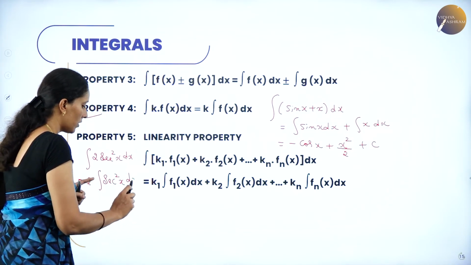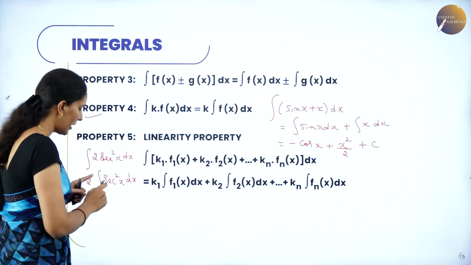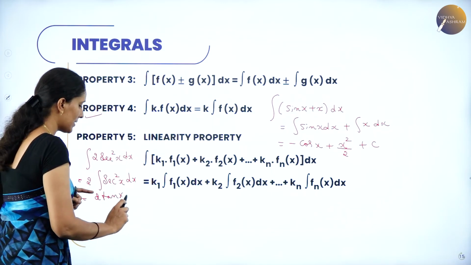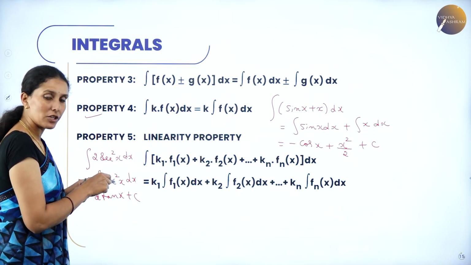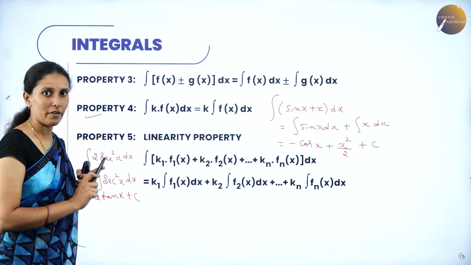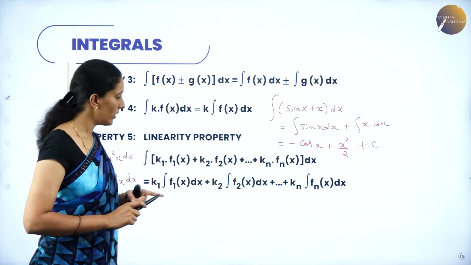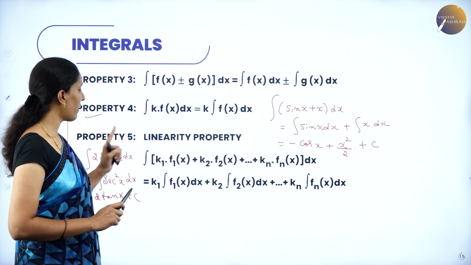So, we know that derivative of tan x is secant square x. Therefore, integration of secant square can be written as tan x plus c. So, this is how we integrate. Any constant multiplied with the function, take out the constant outside and then integrate only the function. Similarly, it can extend to n number of values also. Thus, it is called the linear property. This is what property 5 says.